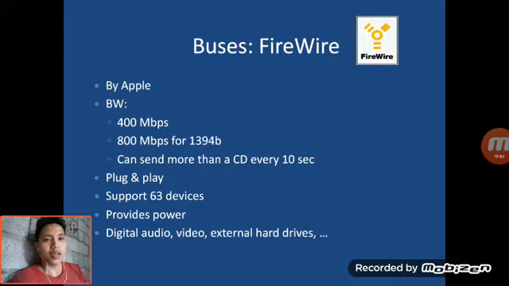Firewire. It was created by Apple. Its speed is 400 Mbps, and the later versions have 800 Mbps for 1394 bytes. Can send more than a CD every 10 seconds. It is plug and play. Supports up to 63 devices. Provides power. Provides digital audio, video, external hard drives.